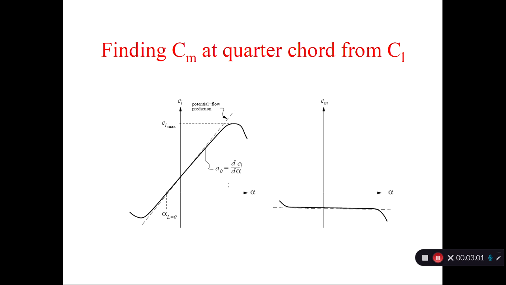Why do we care about pitching moment? Because pitching moment causes the wing to twist. So if you have an elastic wing, a nose down pitching moment like this one here will cause the nose to point downwards and the trailing edge to point upwards, effectively twisting the wing and making the angle of attack smaller because of the elastic effects. And if it's excessive twist, structurally the wing may fail or break. So we do want to know how much the pitching moment is.